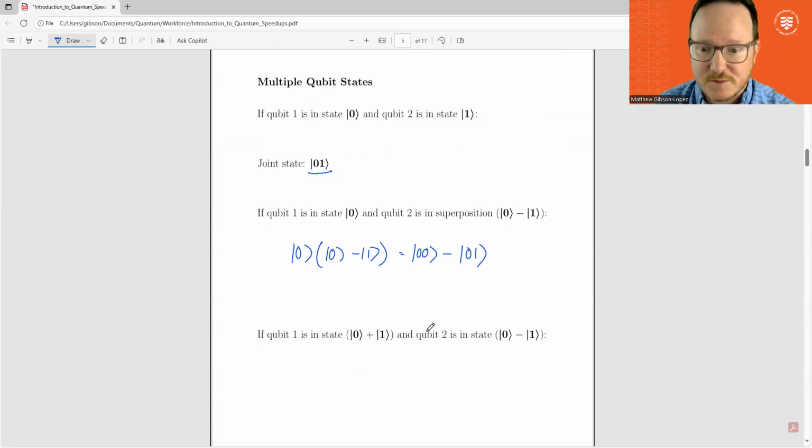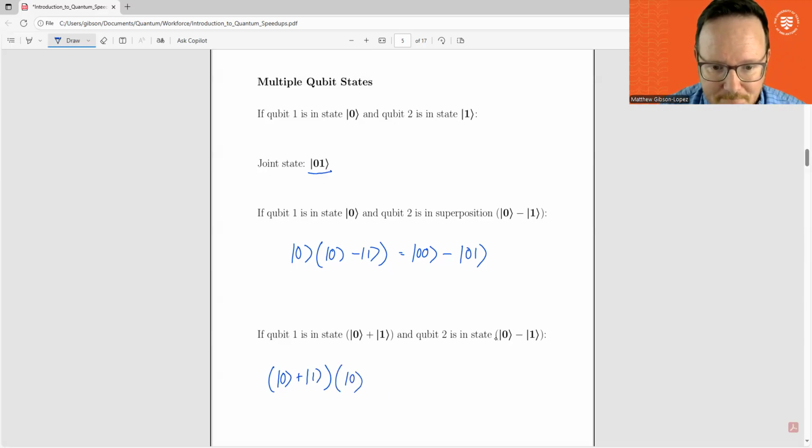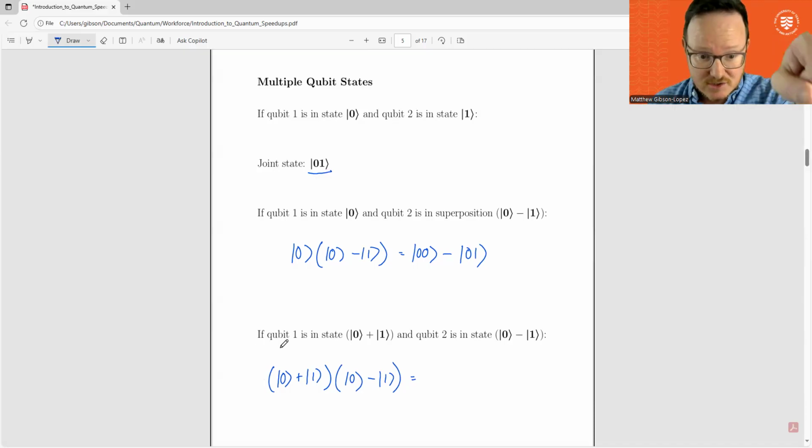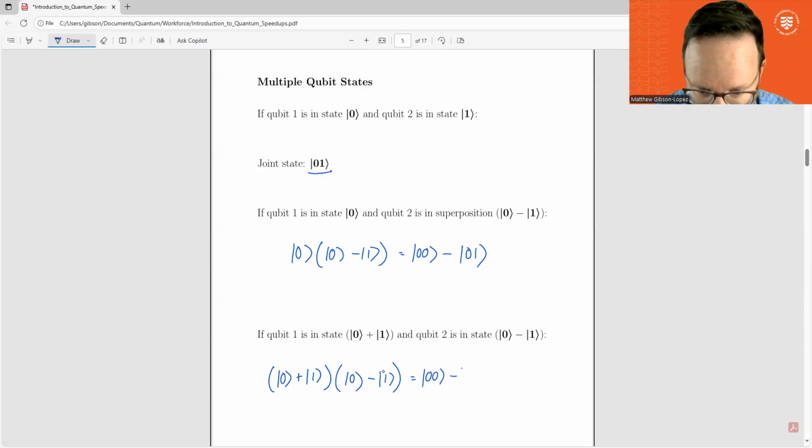Of course, they could both be in superposition states. Qubit 1 could be in a superposition state, and qubit 2 could be in a superposition state. Once again, you can distribute these through to get the state for the two qubit system. I have to pay attention to the signs. This is going to be plus 1 and plus 1, so I'm going to get a 00. And then I'm going to get a 0 minus 1, so that's minus 01.